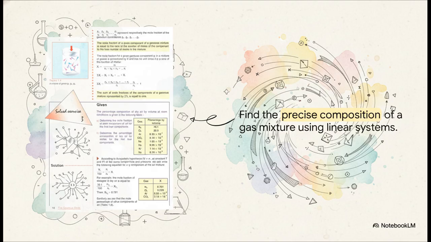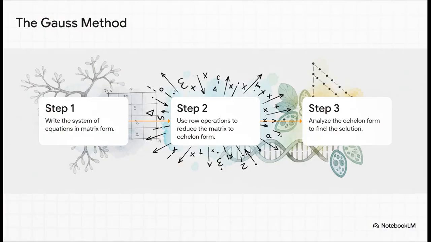Now, this might look like a chemistry question, but at its heart, it's a math problem in disguise. It's a multivariable puzzle that absolutely requires a system of equations to solve it. This is where your math skills become their science skills. And the most reliable way to crack it is the Gauss method. The whole procedure is methodical and it's really powerful.